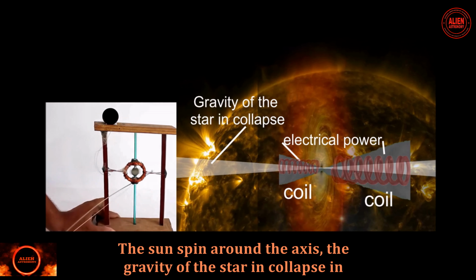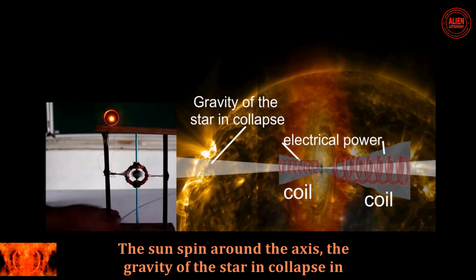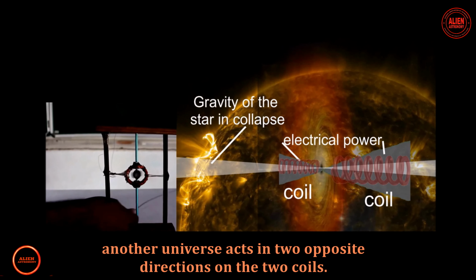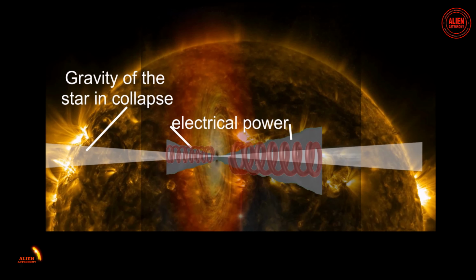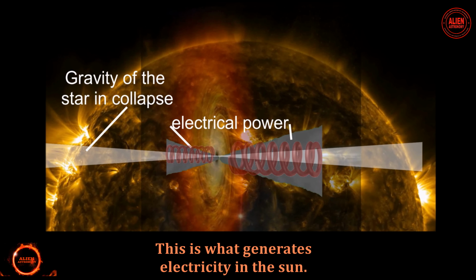The sun spins around the axis, and the gravity of the star and collapse in another universe acts in two opposite directions on the two coils. This is what generates electricity in the sun.